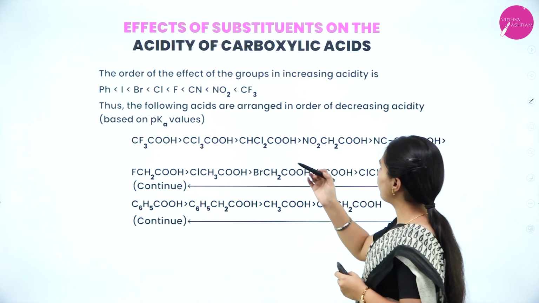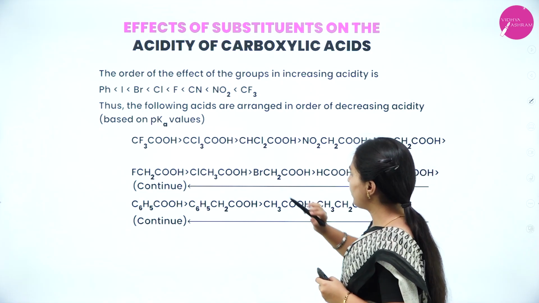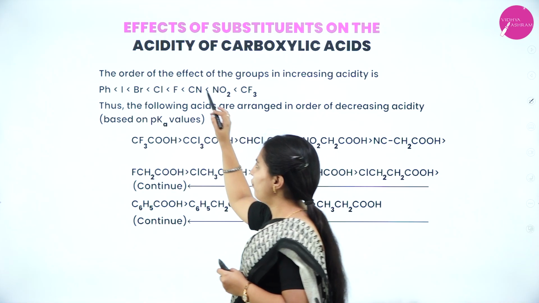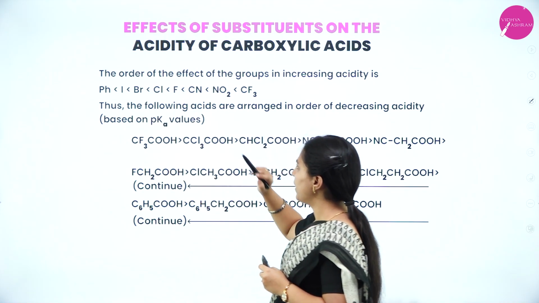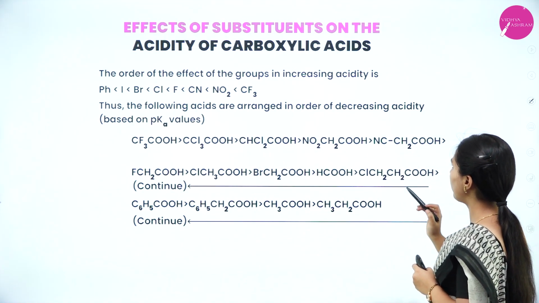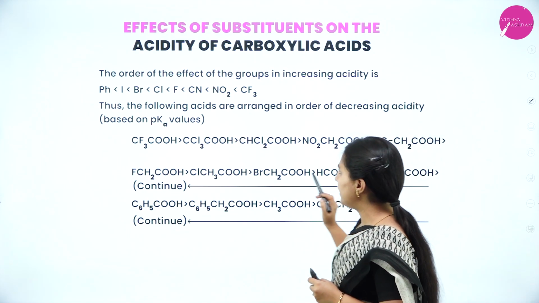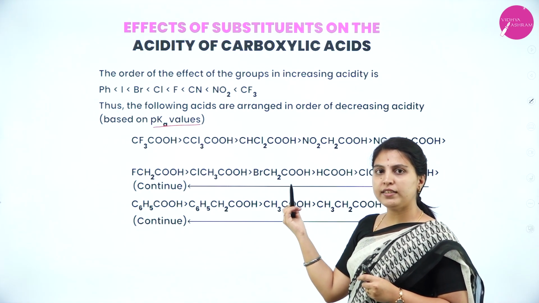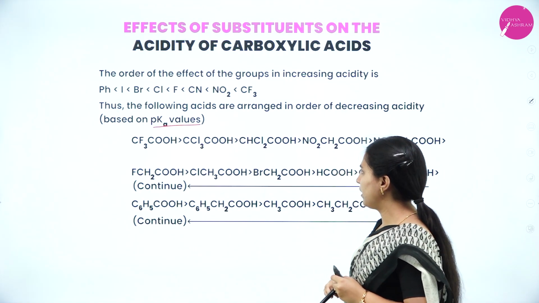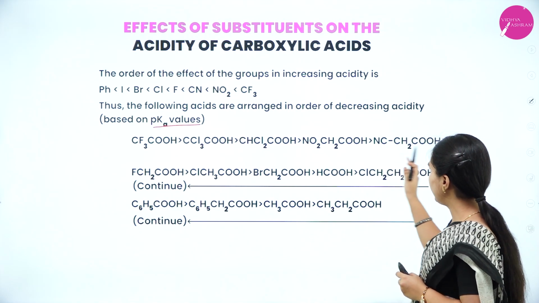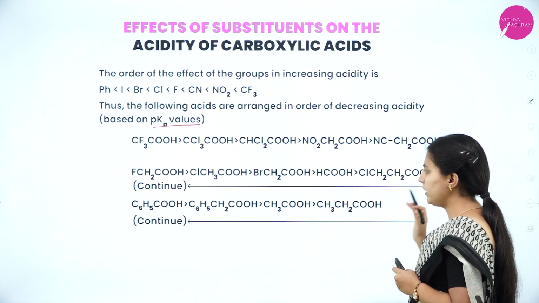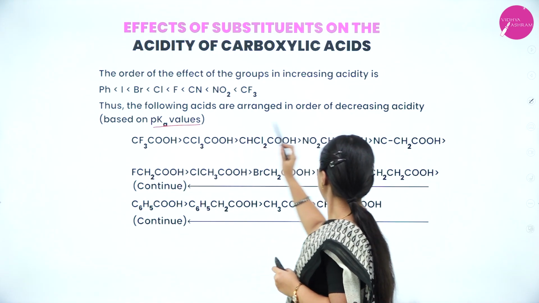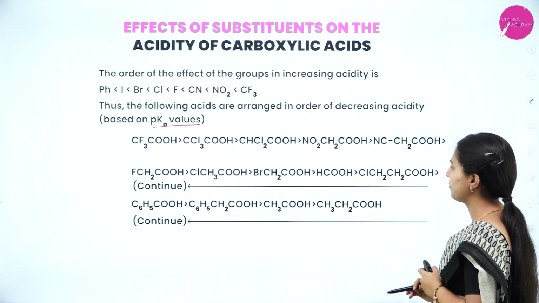In the order of the effect of groups in increasing acidity, CF3 will be on the highest side, and phenol on the least side. Thus, the following acids are arranged in order of decreasing acidity based on pKa values. As we have said, a higher pKa value means it is less acidic. You can see here with the examples. CF3 will be first, phenol will be last.